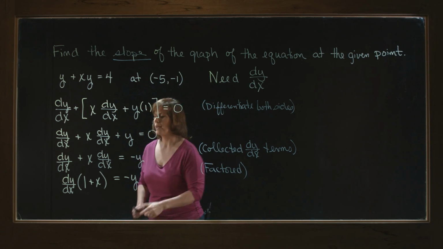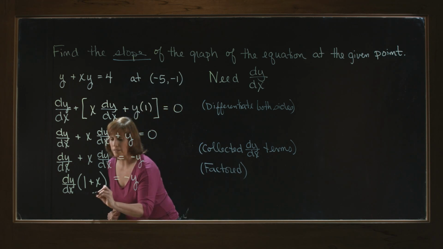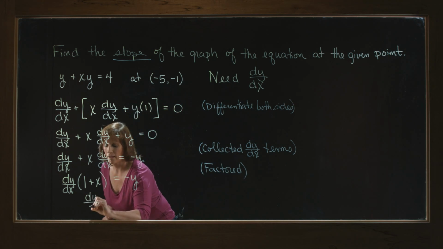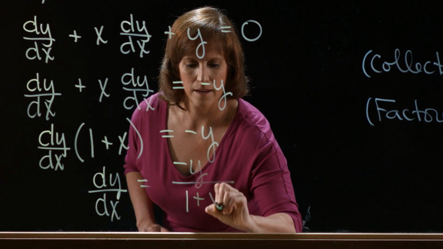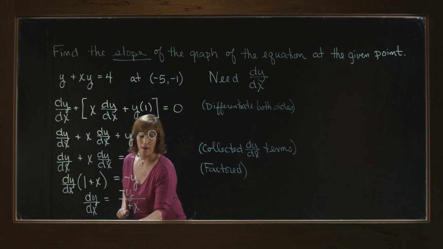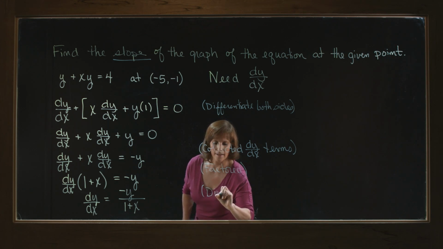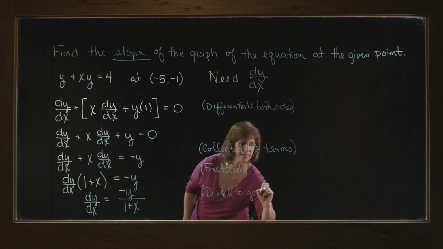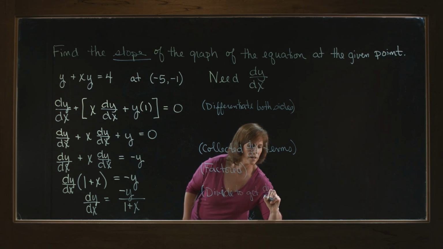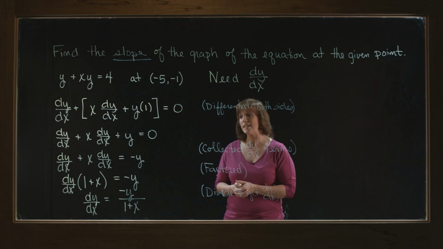The last step is to actually solve for dy/dx. And I can do that by simply dividing both sides by 1 plus x. And so that last step in my implicit differentiation is to solve, or divide, to get my dy/dx. So I've now differentiated implicitly.